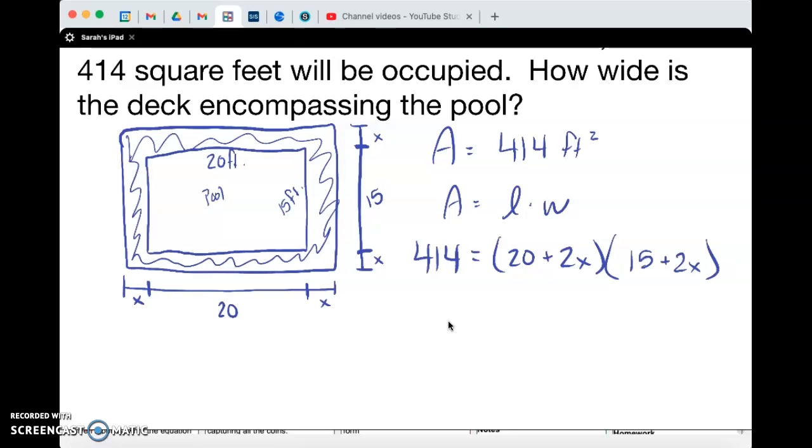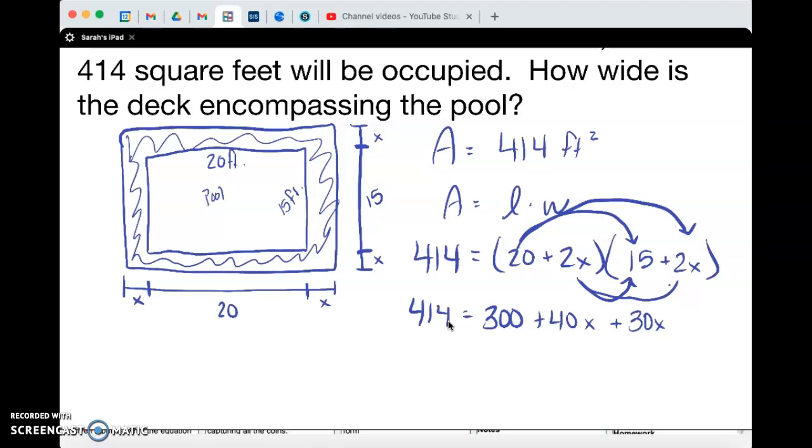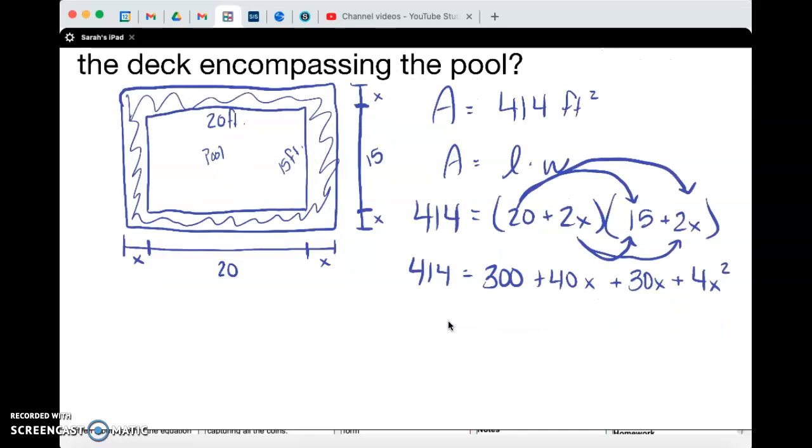Okay. Just do the distribution. So distribute: 20 times 15 is 300. And 20 times 2X is 40X. 2X times 15 is 30X. 2X times 2X is 4X squared. Okay, combine my terms: 300 plus 70X. I need it to equal 0 first before I can split it.